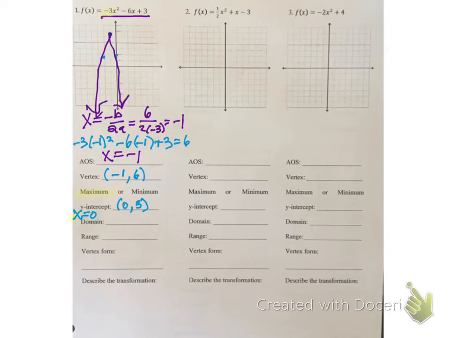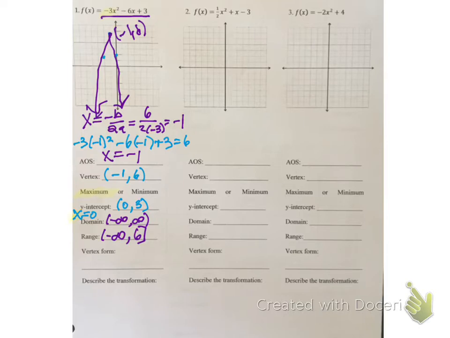All right, for domain and range, domain for all parabolas is always negative infinity to positive infinity. And then the range really just depends on whether you have a maximum or a minimum. Range I always read from bottom to top. So I would start from the bottom and it would go out to negative infinity, so parenthesis negative infinity. Then it would stop at my y value, which in this case is a positive 6, and then there will be a bracket.